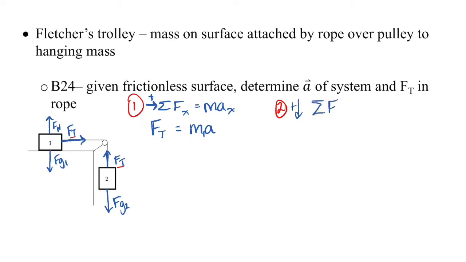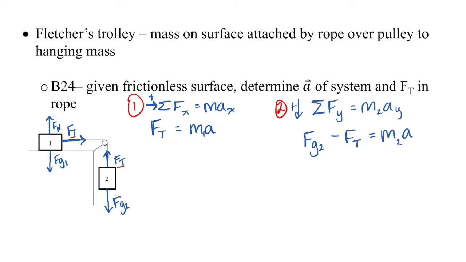All right, then I'm going to sum my forces in the y direction for mass 2. So that's equal to mass 2 times acceleration in the y direction. Again, acceleration in the y direction for this one is the same as the acceleration in the x direction for mass 1, because they are moving together. Okay, so if downwards is positive, then my force of gravity for mass 2 is positive, and then I'm going to subtract the force of tension from that, which should equal mass 2 times the acceleration, which is the same acceleration as over here. So please keep that in mind. Same acceleration, same force of tension.